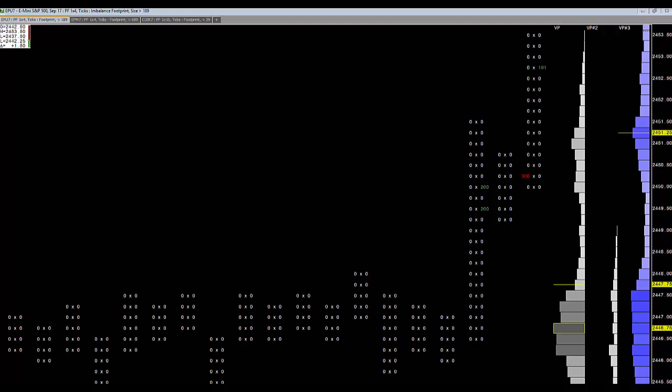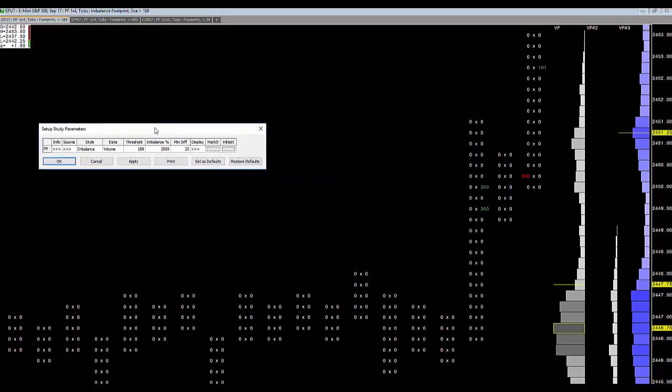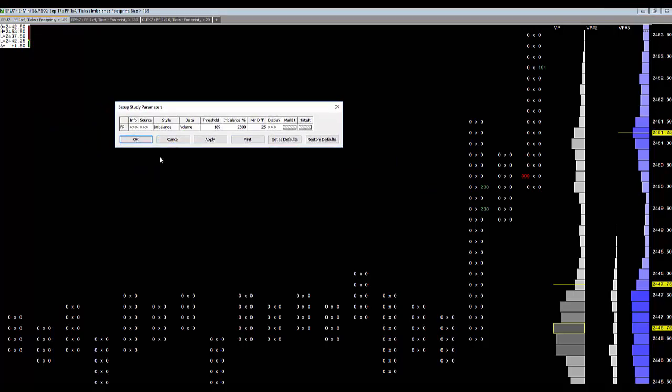All right, so let's get into a little of the mechanics of this, meaning changing the periodicities. Always right-click, at least for the desktop on Market Delta. If you right-click into the footprint and go to Modify FP, left-click that, it'll bring you to these parameters. So the style is in balance, we know that. The threshold is 189, I showed you that. The amount of imbalance is 2,500. If we change this number higher, we're going to see less. We're going to see less instances, right? So let's change it to 500 and hit OK.